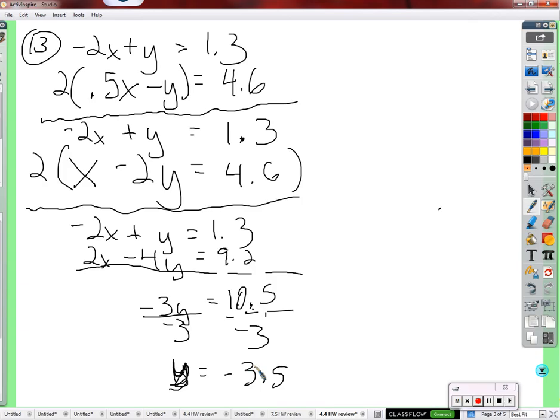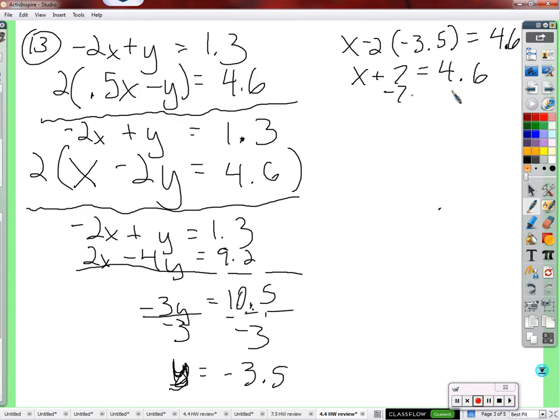So we have y. Let's figure out x. I'm going to use this equation right here. x minus 2y equals 4.6. x minus 2 times y, which we just figured out is negative 3.5, equals 4.6. So x minus 2 times negative 3.5, that's x plus 7, equals 4.6. Minus 7, minus 7, x equals 2.4.